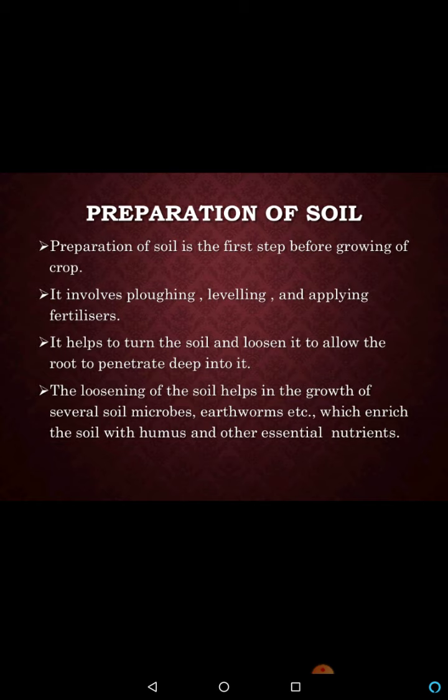Preparation of soil is the first step before growing of crop. It involves plowing, leveling, and applying fertilizer. It helps to turn the soil and loosen it to allow the roots to penetrate deep into it. The loosening of the soil helps in the growth of several soil microbes, earthworms, etc., which enrich the soil with humus and other essential nutrients.